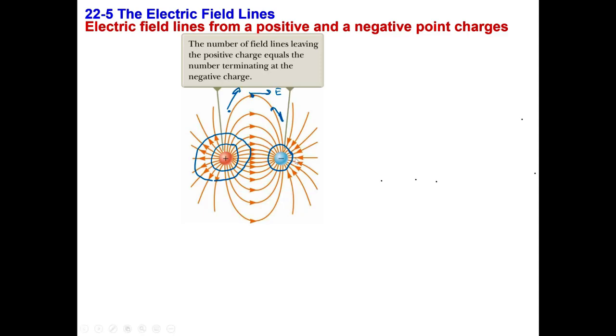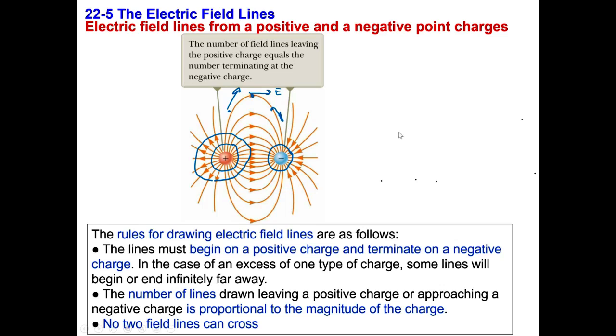Okay, all right, so these are the rules of drawing electric field lines. The first rule: the lines must begin on a positive charge and terminate on a negative charge. In case of an excess of one type of charge, some lines will begin or end at infinity, as we will see in the next slide. So if you have an imbalance of charges, not all the lines leaving one charge will reach the other one.